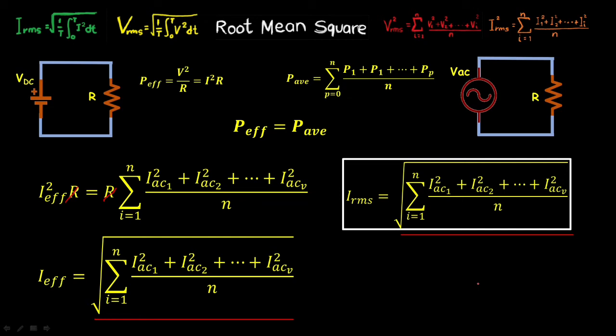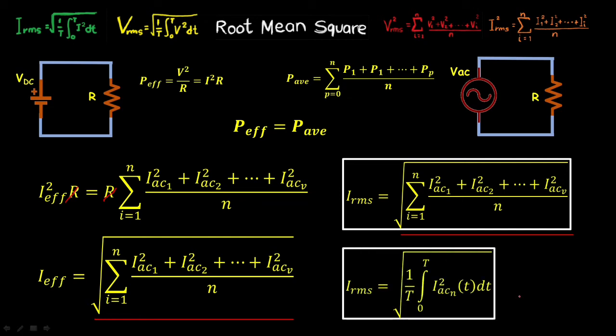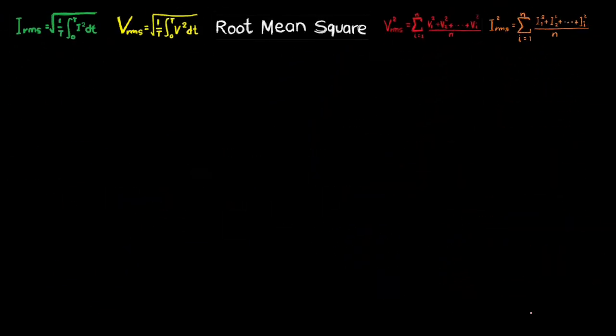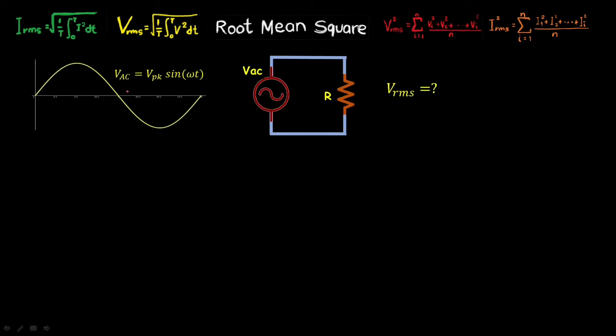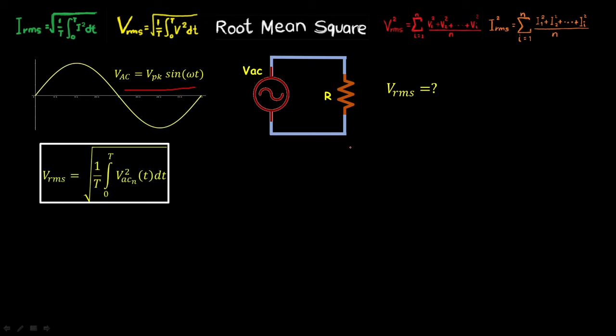Now let us use our derived formulas for solving the sinusoidal RMS voltage and current. Let's start with the input voltage equivalent to V peak sine omega t. Then taking the V RMS, which is equal to the root of 1 over T, integral from 0 to T of the squared input voltage, V peak squared sine squared omega t times dt.